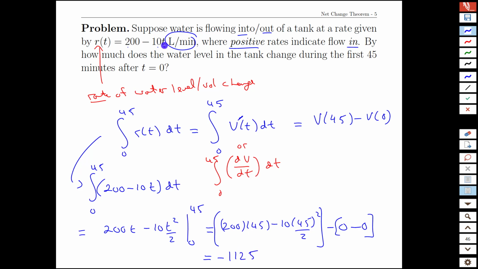What are the units? Those are going to be liters. And that represents a net change in the volume. So this equals negative 1125 liters and implies a loss of 1,125 liters of water. We know that this is a loss because positive rates, positive r of t or positive V prime, represent flow in. So if we get a negative value, that represents a net flow out.